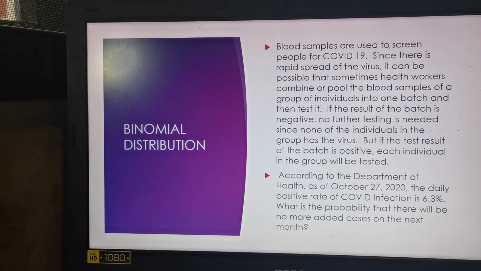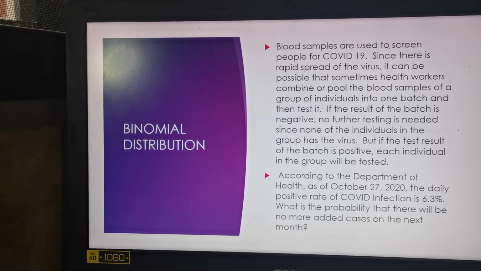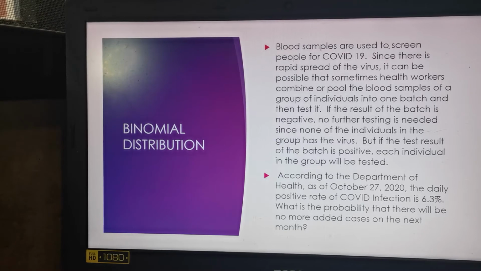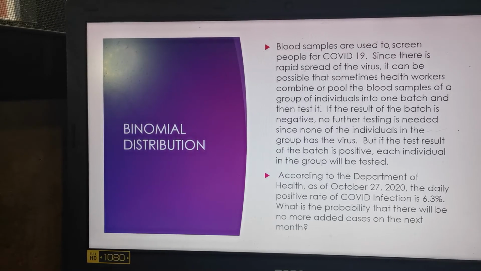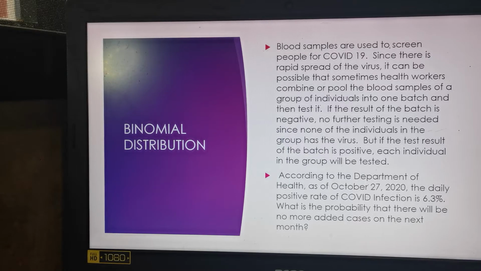So blood samples are used to screen people for COVID-19. Since there is a rapid spread of the virus, sometimes health workers combine or pool the blood samples of a group of individuals into one batch and then test it. If the result of the batch is negative, no further testing is needed since none of the individuals in the group has the virus. But if the test result of the batch is positive, each individual in the group will be tested individually.